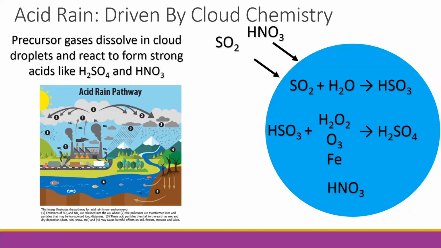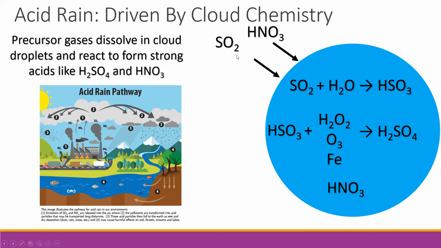It was discovered that the role clouds play with acid rain isn't just the precipitation of these acids, but it's also critical in their formation. You have precursor gases such as sulfur dioxide that are emitted largely from the burning of fossil fuels, specifically coal.